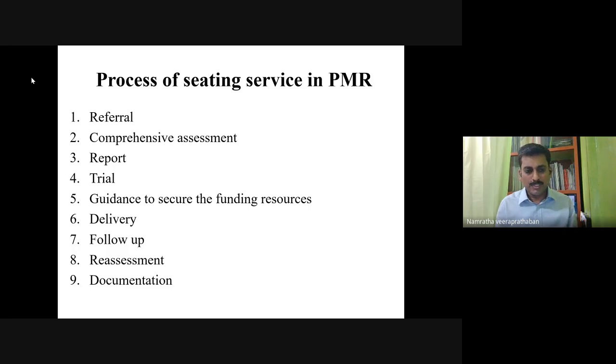The whole procedure, from referral to reassessment, has a beautiful, well-defined documentation procedure. So all this data is documented for the near future. All right, these are our steps in the Seating Clinic.